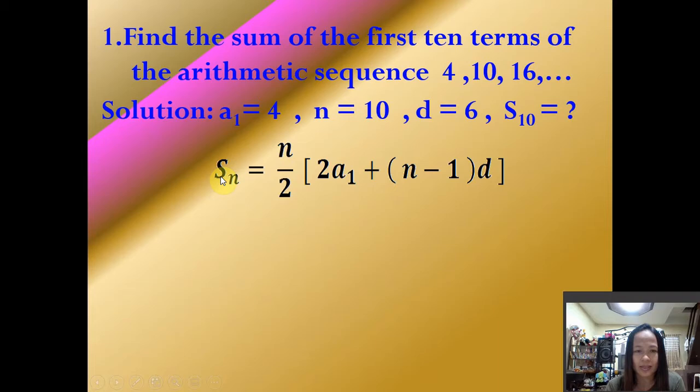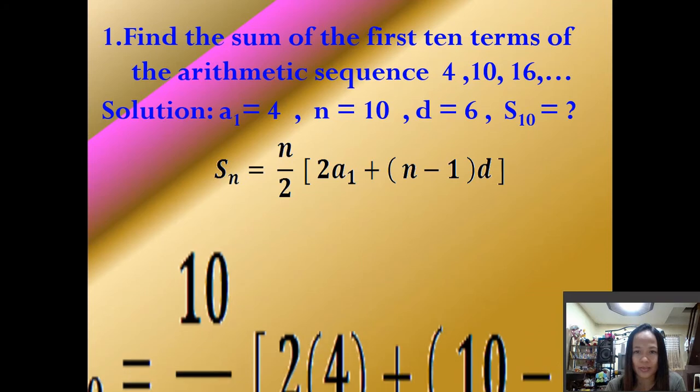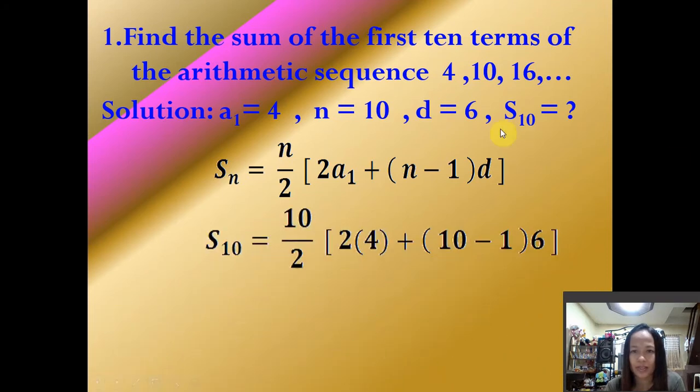Okay. Sum of n terms is equal to n divided by 2 times quantity twice the first term plus quantity n minus 1 times d. Okay, so that is how to read the formula. Now, substituting all the given values here, our n, or the number of terms to be added, is 10. So that is s sub 10. Here, our n is 10. So we will substitute n with 10.